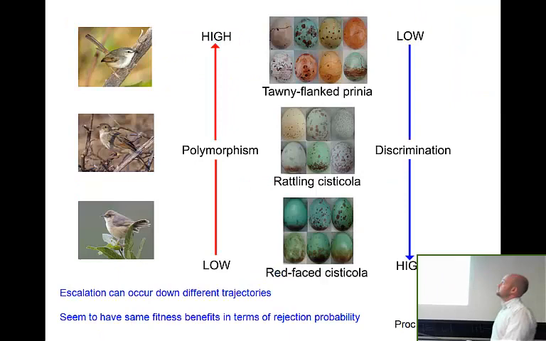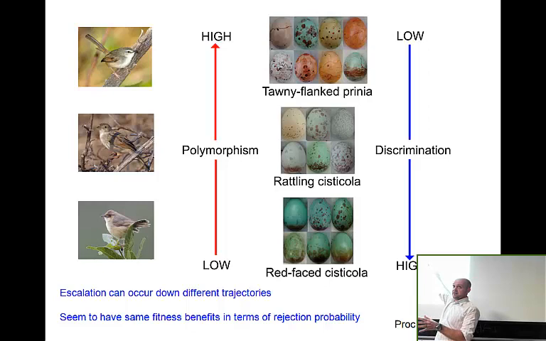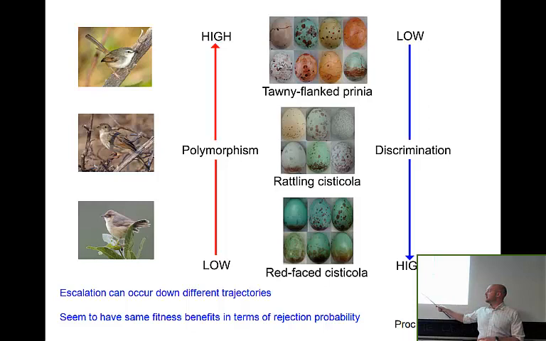So what we find then is that the tawny-flanked prinia has by far the highest levels of polymorphism, but in absolute terms isn't very discriminating. It actually needs fairly large differences in egg appearance before it will reject a foreign egg from the nest. The red-faced cisticola, on the other hand, has low levels of egg variation, but is highly discriminating. It can spot the difference between eggs that are very, very similar in appearance and can correctly throw them from the nest. And the rattling cisticola is interesting because it falls intermediate for both of these attributes.